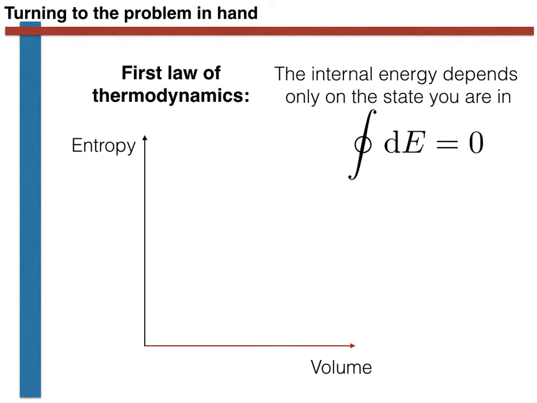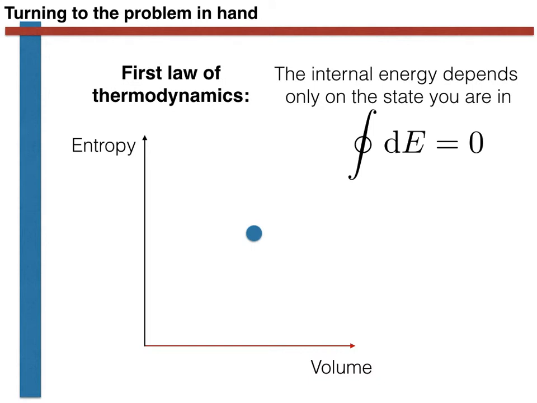This brings us nicely to the first law of thermodynamics, which states that the internal energy is a function of state. That is to say, the internal energy depends only on the state you are in. We can express this requirement by requiring that the integral of the internal energy, if we go around a closed path, is equal to 0. This assumption puts us in a position where we can now state what the change in internal energy is for transitions such as the one shown here.